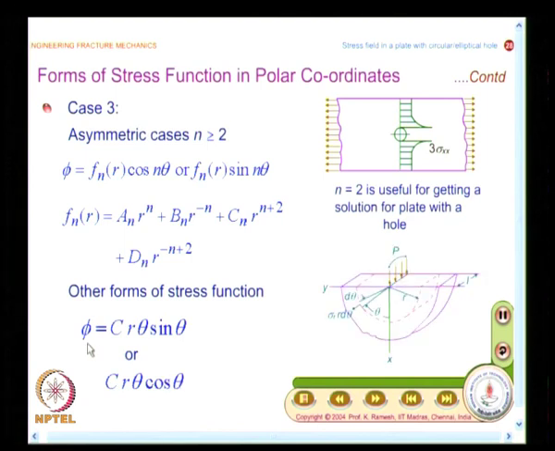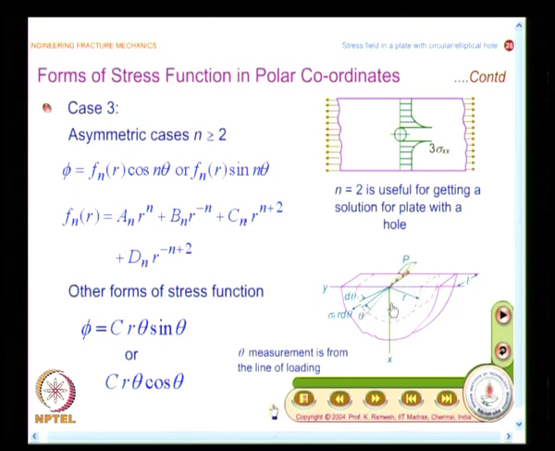You have phi defined as c r theta sin theta. The function of r is simply r, but the function of theta is slightly involved, and you could have another stress function which is defined as c r theta cos theta. It is a very useful stress function. Many problems which are of practical interest could be solved.